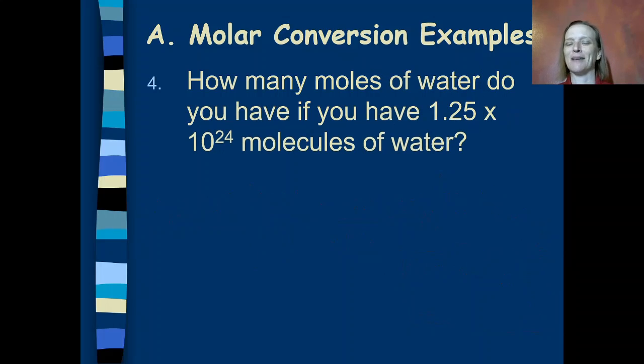Let's try one final example. How many moles of water do you have if you have 1.25 times 10 to the 24 molecules? How many moles? That's my unknown. If I have this many molecules, this is my known. So I start with my known, and I'm converting to my unknown, which is moles of water.